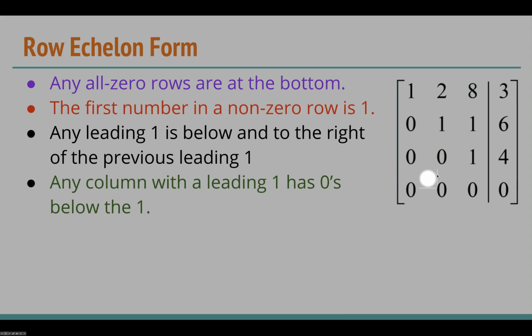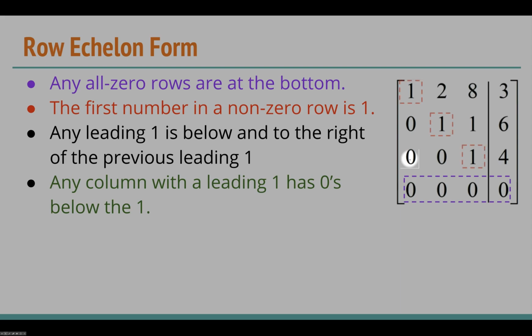So here's another example of a row echelon form matrix. First of all, any rows that are all 0 will be at the bottom. So I have a row of zeros down here, and that goes at the bottom. It will not be in row echelon form if this row of zeros was anywhere else up here.